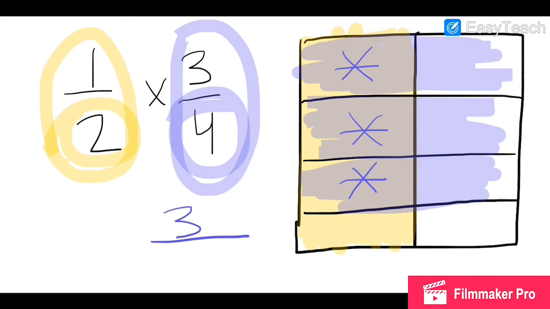Now I need to figure out how many total pieces I have. So this was 3, 4, 5, 6, 7, 8. I had 8 total pieces. This is my final answer. 1/2 times 3/4 equals 3/8.